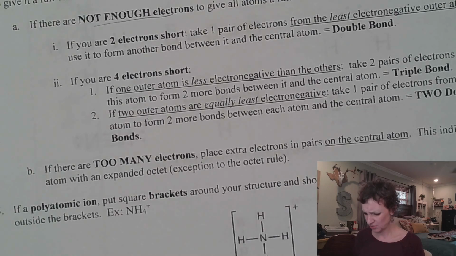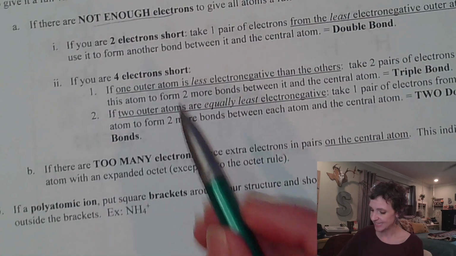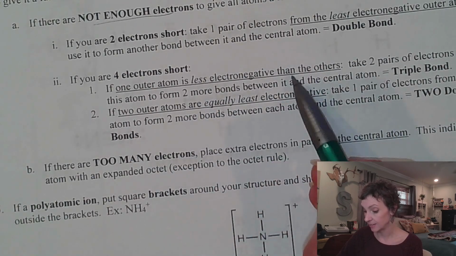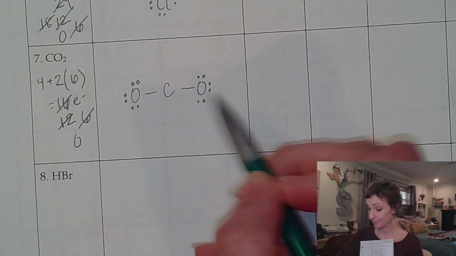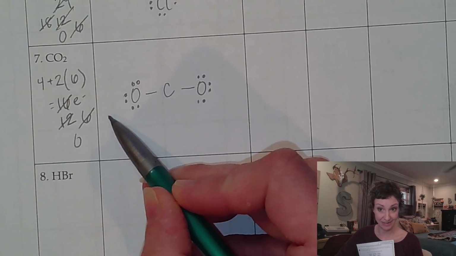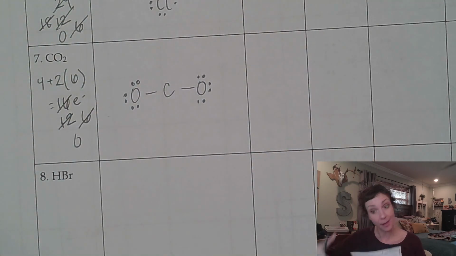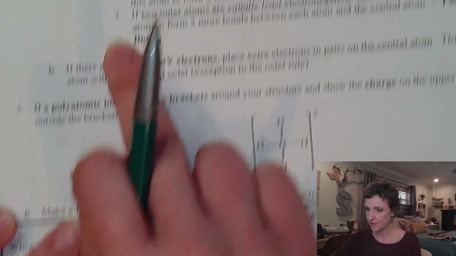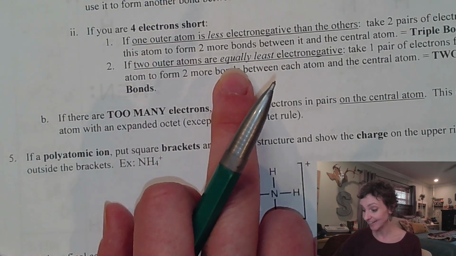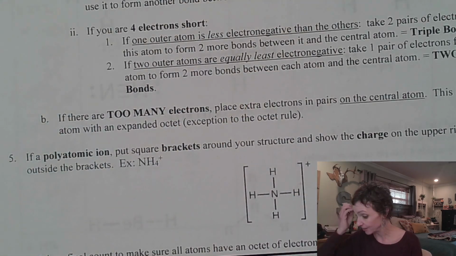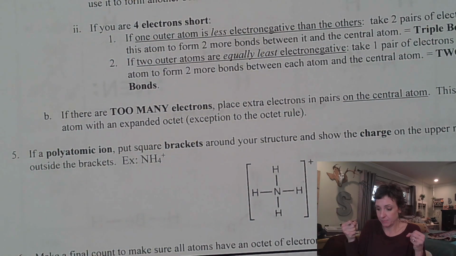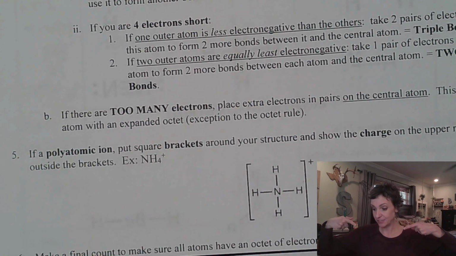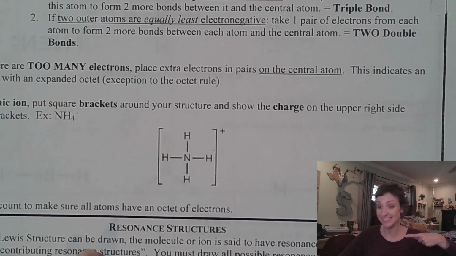Oh, she's even giving me 2 choices here. If I've got 4 electrons short, it's fine. It says if one outer atom is less electronegative than the others. Well, they're the same. So neither one of these oxygens is less electronegative than the other. They are equally electronegative. So maybe we go to the second rule. It says if 2 outer atoms are equally least electronegative. Yes, that's what we have here. I get to take a pair of electrons from each atom to form 2 more bonds between that atom and the central atom. So I will be creating 2 double bonds here.